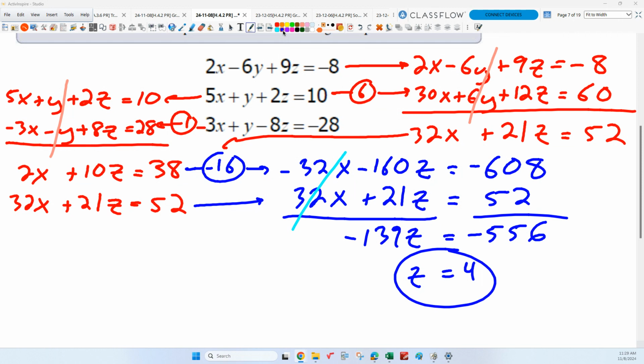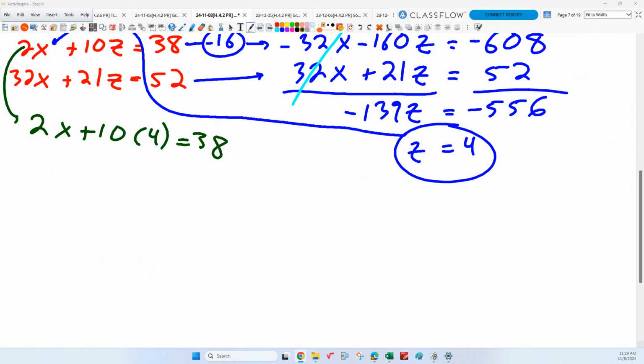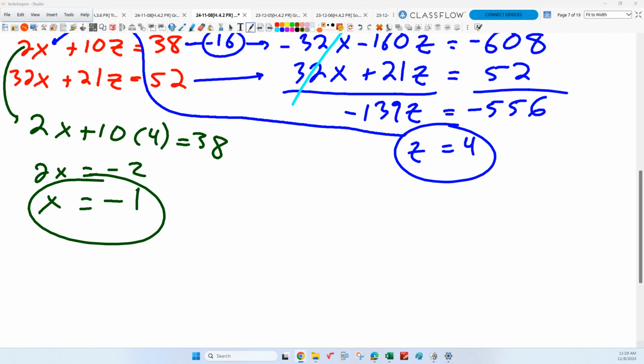How would we find x? Plug it in. I'm just going to plug it back in, probably right there. That's going to give me 2 times x, oh, that was z, sorry, 2 times x plus 10 times 4 equals 38. So that gives me 2x equals negative 2. So what's x equal? Negative 1. Okay, there's 2 of our 3 variables.